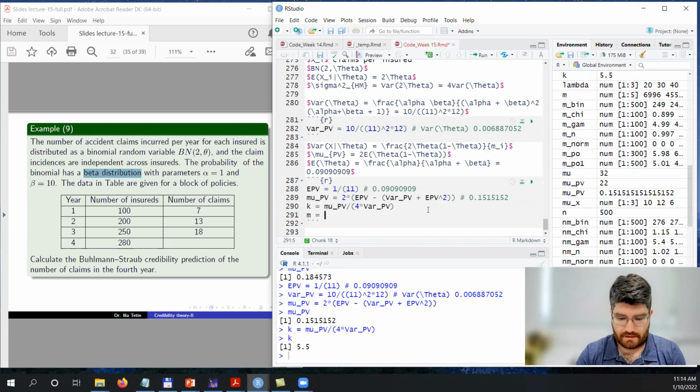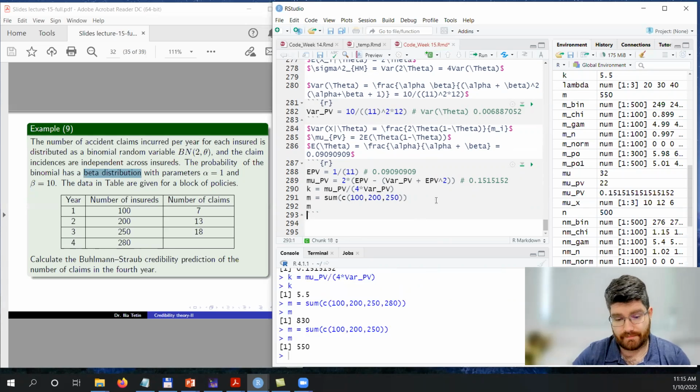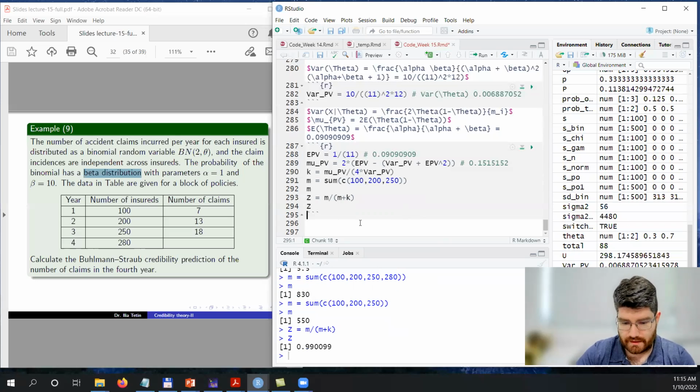Then now we have the number of insureds, and we are ready to calculate the Z value. M is the sum of the vector 100, 200, 250, 280. So we calculate like that, and it is 830. Okay, hold on, we don't have the number of claims here, so we will not be using 180, so M is just 550. Given that Z is M over M plus K, the Z credibility parameter is 0.99, almost 0.1. And what else should we calculate for our result? We should calculate mu x, which is 2 times EX, not EX, but EPV over here.